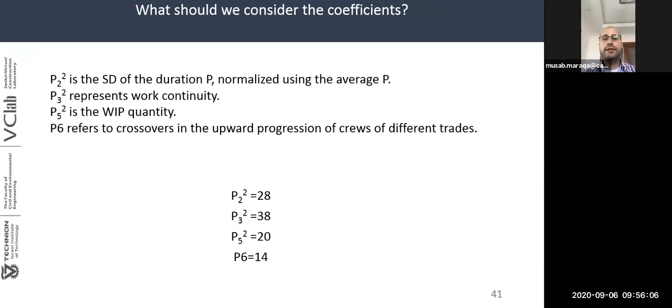Now, this Construction Flow Index is a composite of four main parameters. The first one is B2 squared, which is the standard deviation of the duration normalized using the average B. The second one, B3 squared, represents web continuity. B5 squared is the web quantity, and B6 refers to the crossover in the upward progression of crews of different trades. We assumed the values for each of these parameters like this: B2 squared to be 28%, B3 squared to be 38%, B5 squared to be 20%, and B6 equal to 14%.